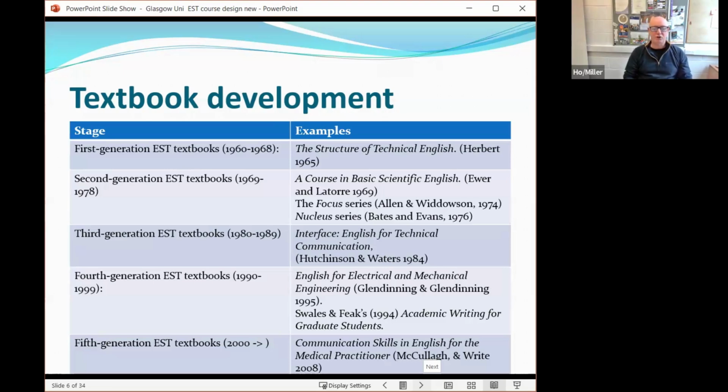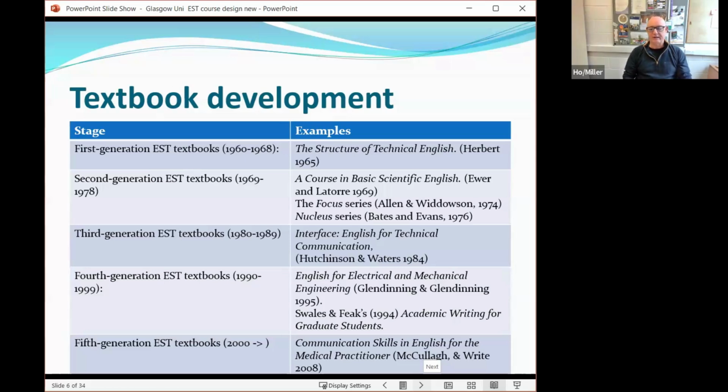Third generation became much more interesting. Books like Interface came along. And what happened here, of course, was that they started developing teacher notes for the textbooks. And that was a major development because a lot of teachers find it difficult or a little bit frightening to move from general English teaching into ESP or EST teaching because they don't think they've got the relevant disciplinary skills to be able to teach science students. So the idea of a teacher's book became really important and helped a lot.